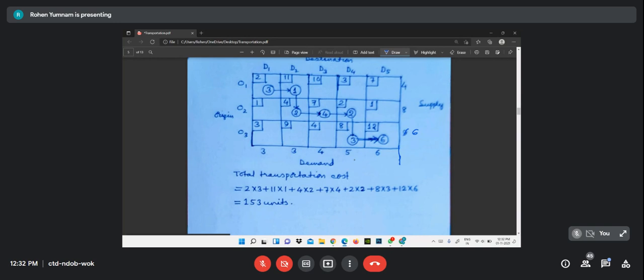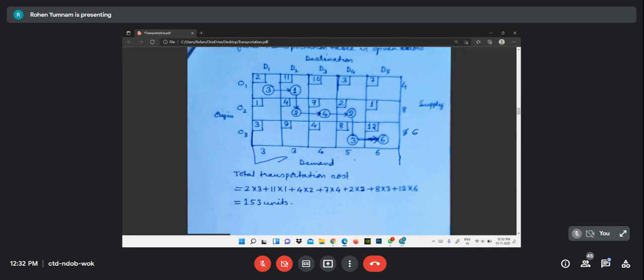You can put a blank column here. Say suppose it is O4. O4 is there, and then here all the cost will be 0. This is also 0, this is also 0, this is also 0, and this is also 0. And it will be 3 here.